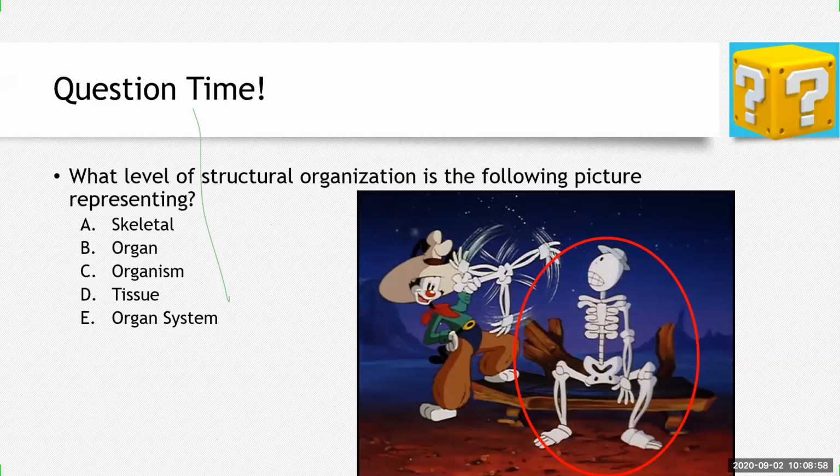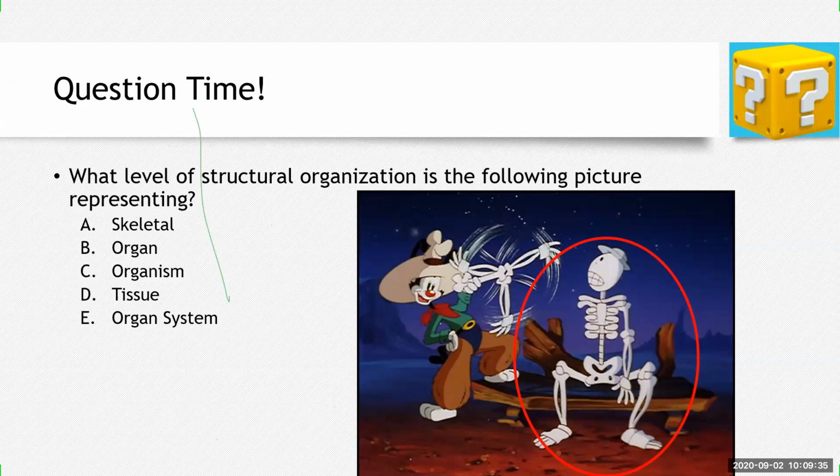Most of you wrote A and said it's skeletal. But the skeletal system is a specific type of organ system. Is the question asking for a specific type of organ system? No, it's not. It's asking what level of structural organization it is. So is it an organ? No, it has more than just one organ. It has multiple organs in this particular one.